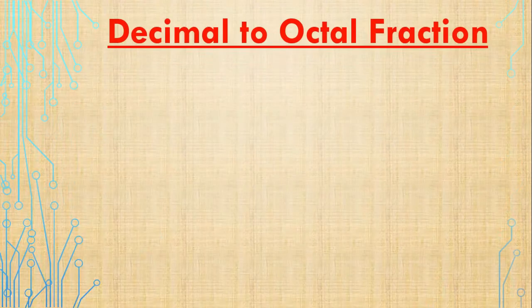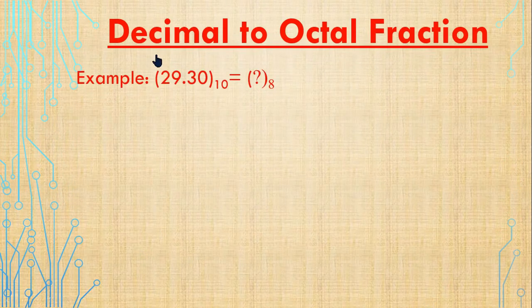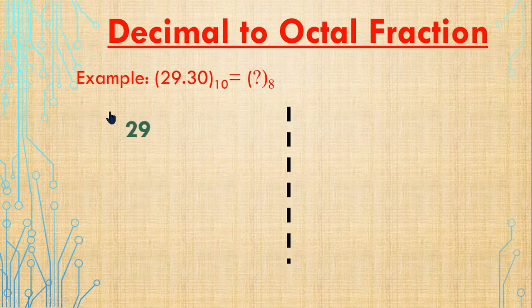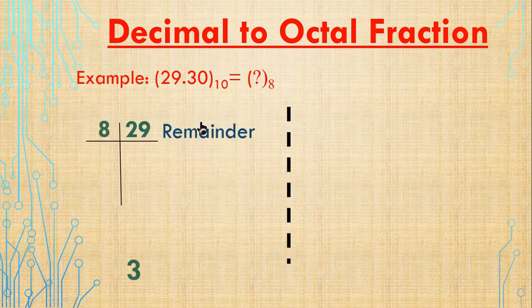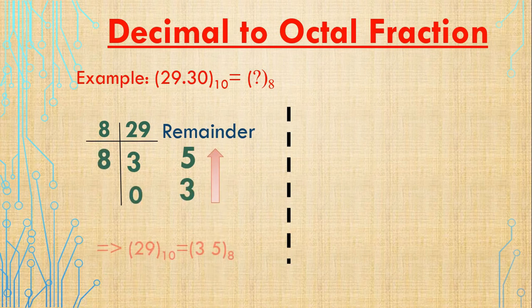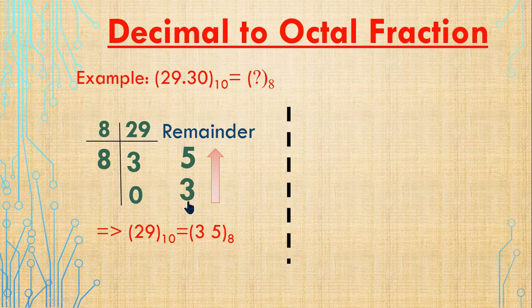Now from decimal to octal fraction. Let's take for example we have 29.30, which is in base 10. We want to get that result in base 8. Then we have 29, we divide that by 8, and then we write the remainder over here as we earlier saw. So if we do that, we will have 35 as our result, 3 and 5, which is in base 8. Then considering now the fraction, what are we going to get?